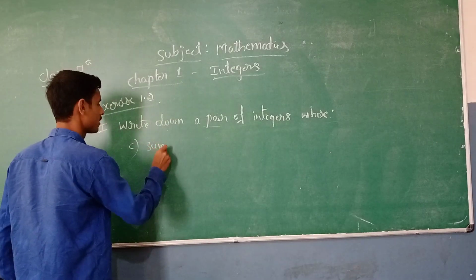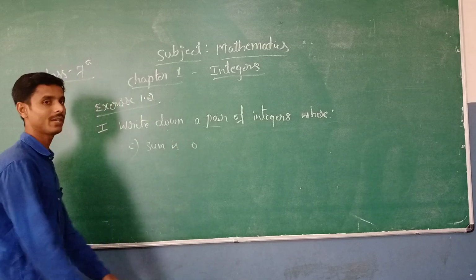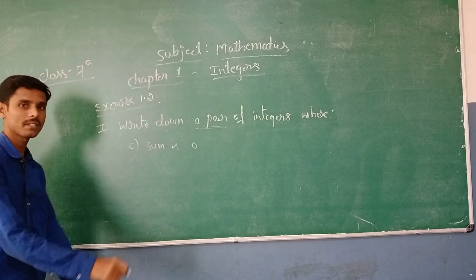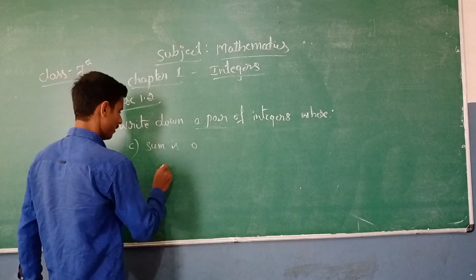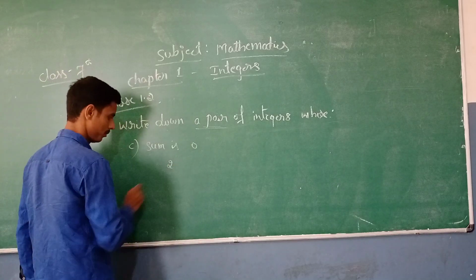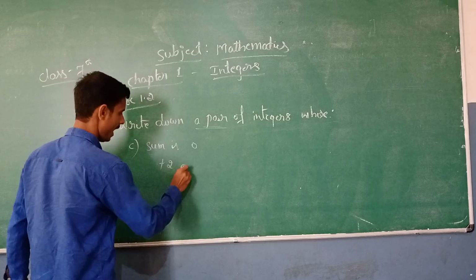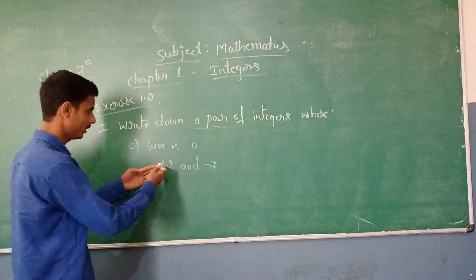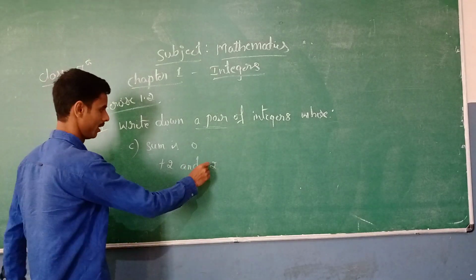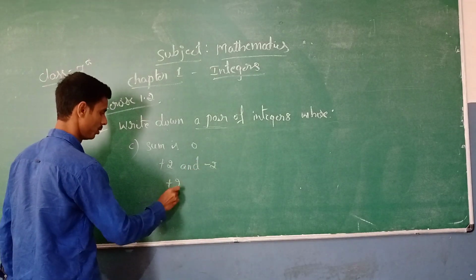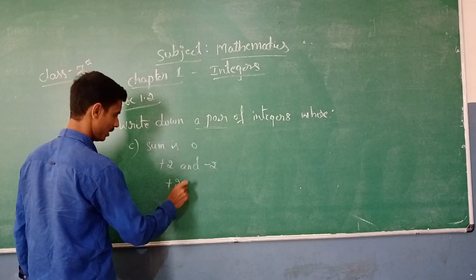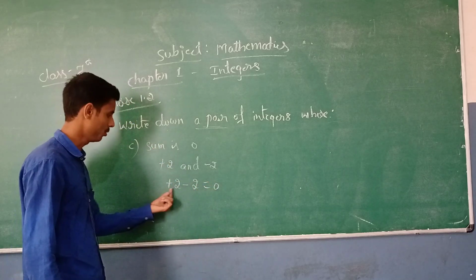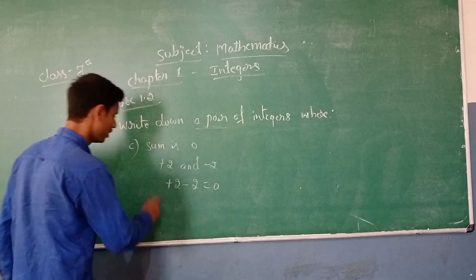Sum is 0. We have to write a pair of integers whose sum is 0. We can write plus 2 and minus 2. Both are of opposite sign. So plus 2 plus minus 2 equals 0.